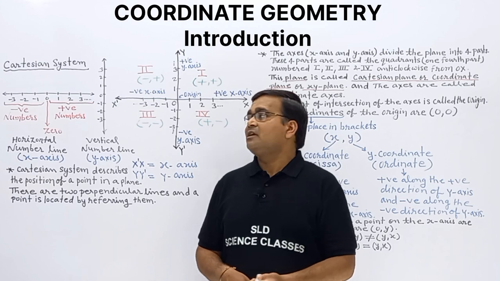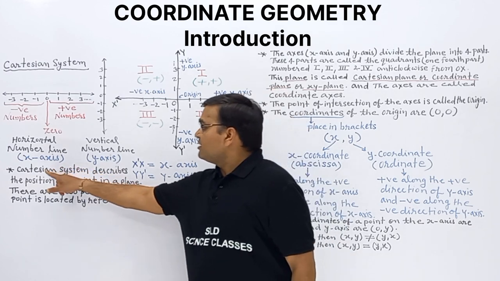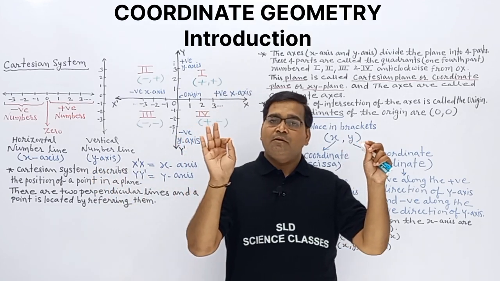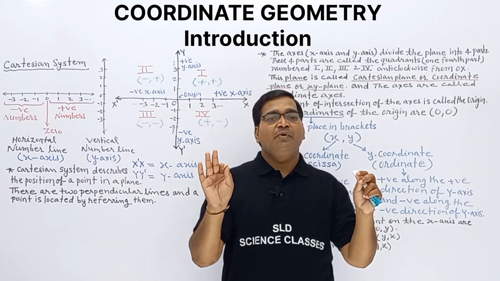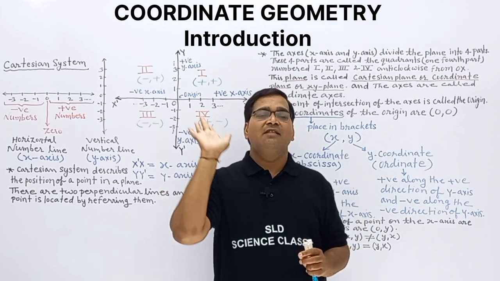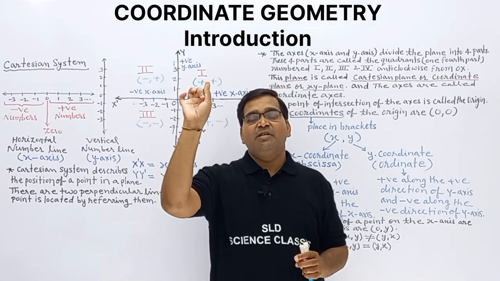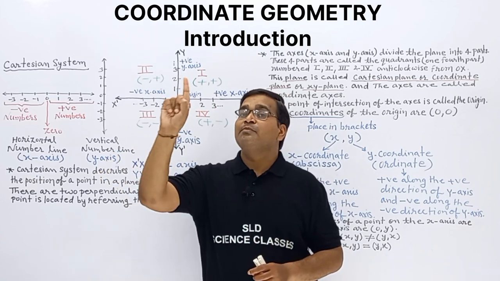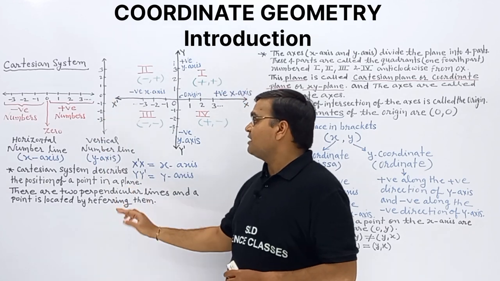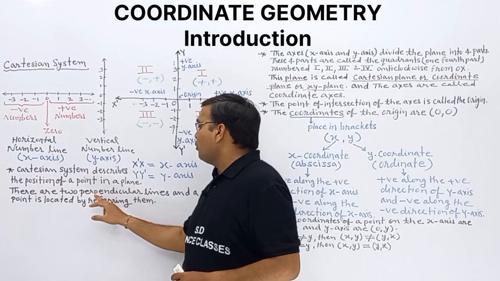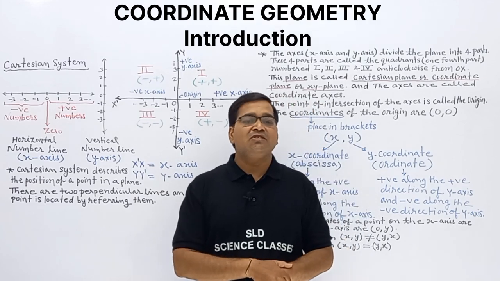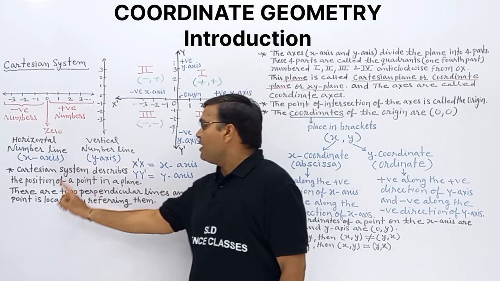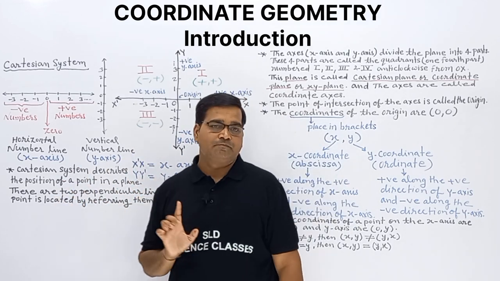So listen carefully. The Cartesian system describes the position of a point in a plane. For this system we have one plane and one point. We want the position of that point, so we will use this system. And how will we describe the position of that point? What do we require? There are two perpendicular lines. In this system we have two perpendicular lines, and a point is located by referring to them.